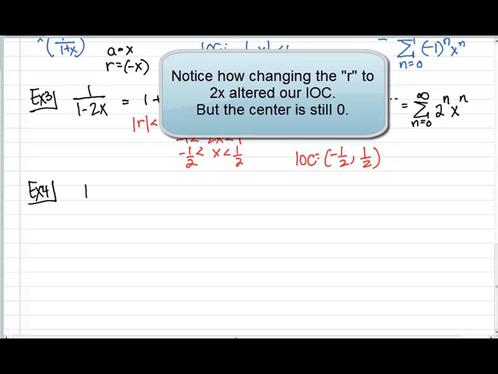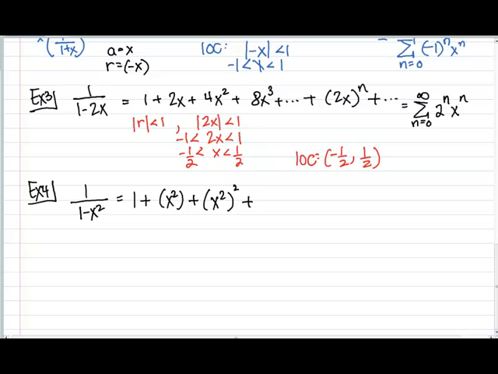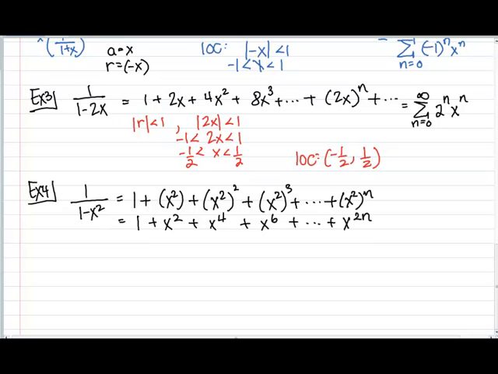Let's try another one. How about 1 over 1 minus x squared? Remember, this matches up with a over 1 minus r. So 1 plus, we're multiplying by x squared. Then we multiply by another x squared. And we multiply by another x squared. This is actually 1 plus x squared plus x to the fourth plus x to the sixth, and so on. What is our pattern? We actually have x squared to the n power, so our pattern is x to the 2n power. Don't forget your plus dot dot dots at the end. And in summation notation, this would be this.